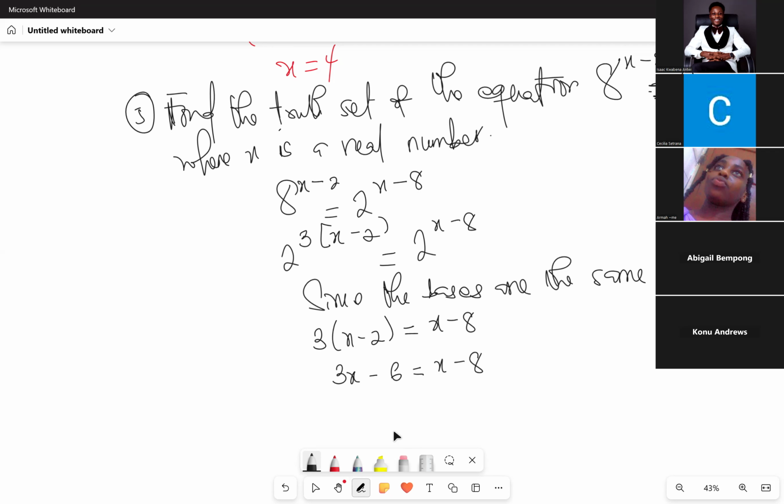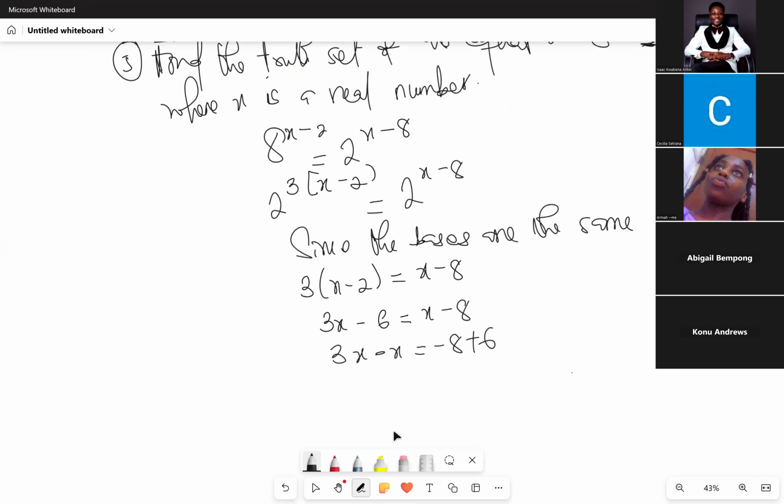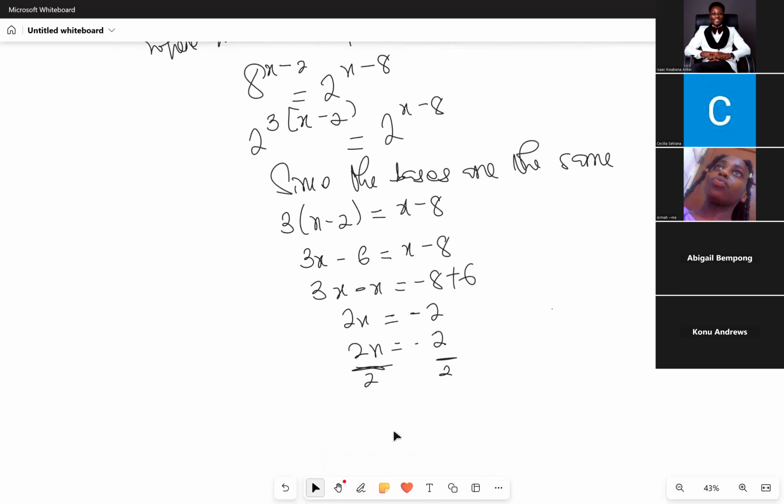You group like terms. So you have 3x minus x equals minus 8 plus 6. We have 2x equals minus 2. Divide both sides by 2. That was smooth. x equals what? -1.